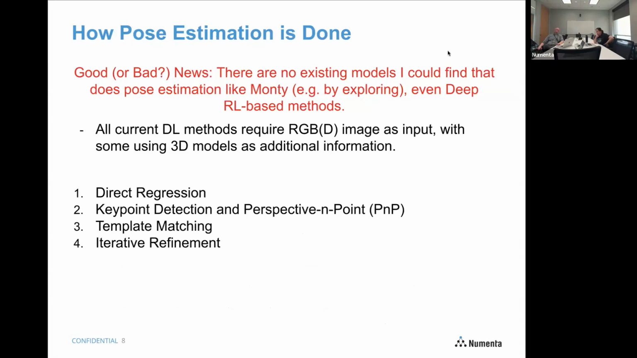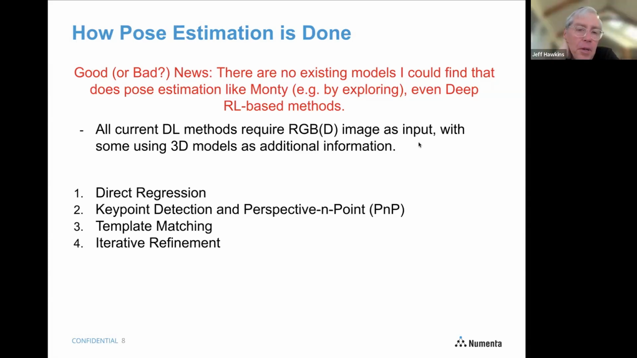Okay. And so that table kind of summarizes the different datasets that exist. We need to dig into them. So I'll dig into how pose estimation is done. The good news or bad news, but I think it's good news: there's no existing model that I or Scott could find that does pose estimation like Monty, which I'm thinking of as a model or agent that can explore and touch or sense something and try to estimate the pose of it. I did find some reinforcement learning based models, but these are still not.